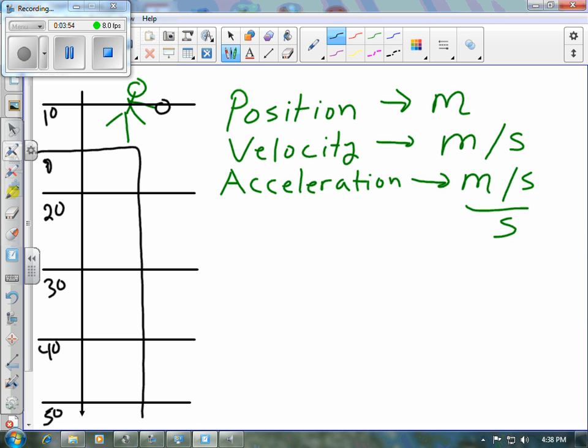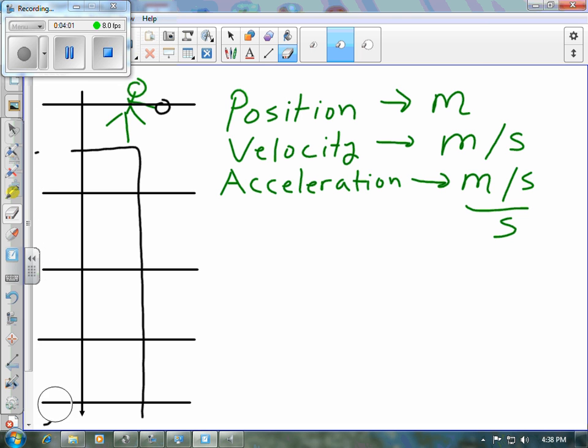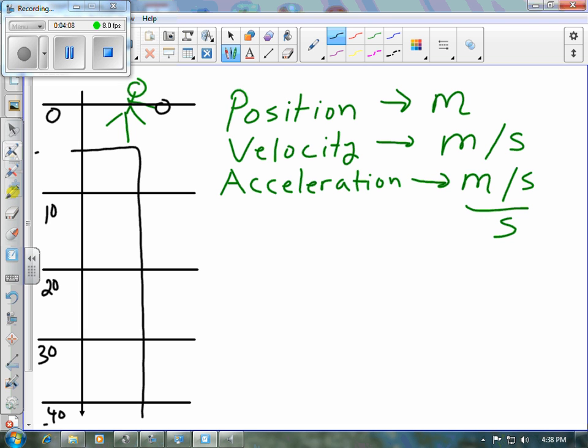What is the velocity? Oh, wait a minute. I made a mistake. Hold on. This should be 0, right? 0, 10, 20, 30, and 40. Okay, Nicholas, what is the velocity at 0 meters, right, as he's dropping the rock? What is the velocity of the rock? Yeah, nothing. 0. So the velocity here is 0 meters per second.